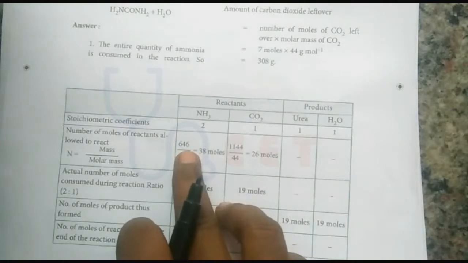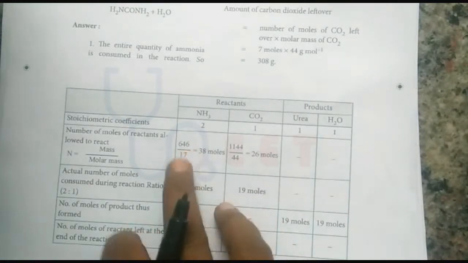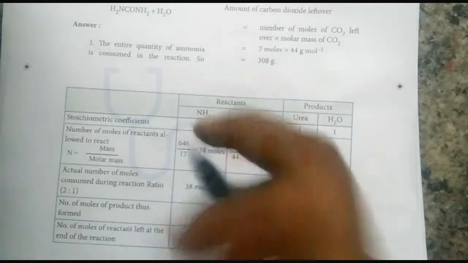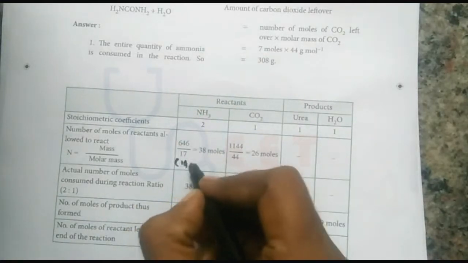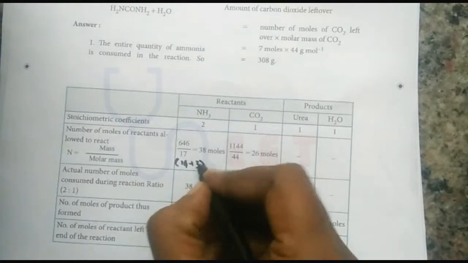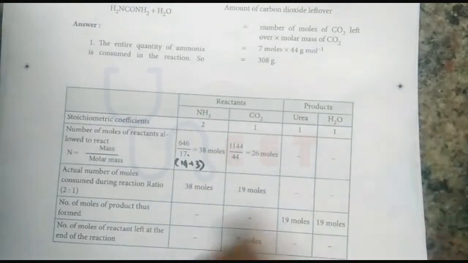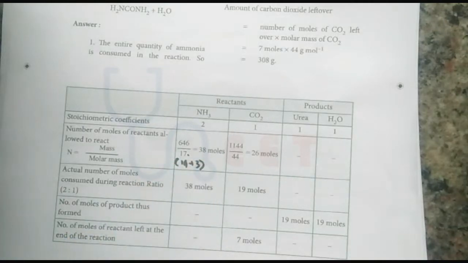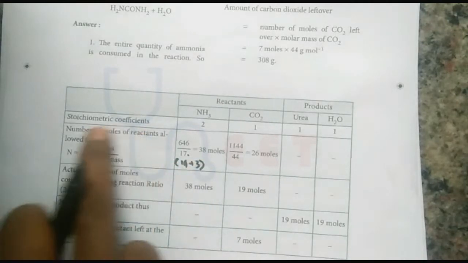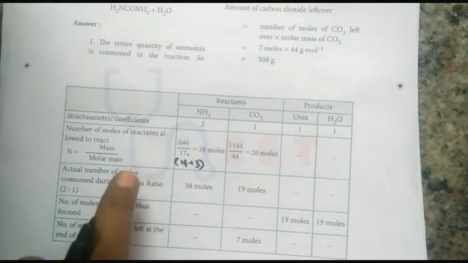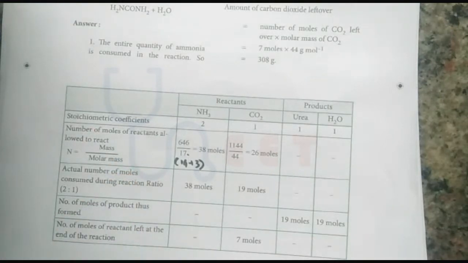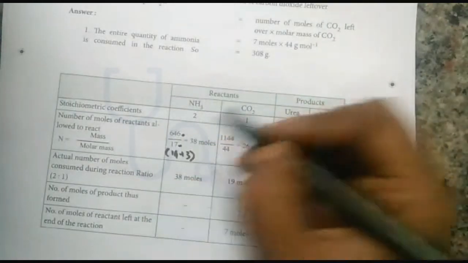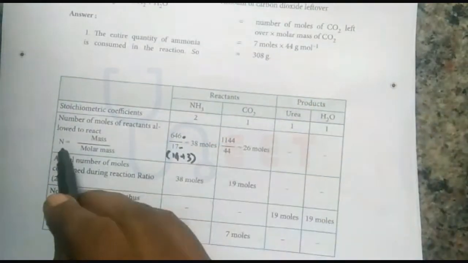This is divided by the molecular mass of ammonia. Molecular mass of ammonia is nitrogen 14 plus hydrogen 3, so 17. 646 divided by 17 gives 38 moles. Here we are calculating the number of moles. Number of moles is nothing but given mass divided by molecular mass.